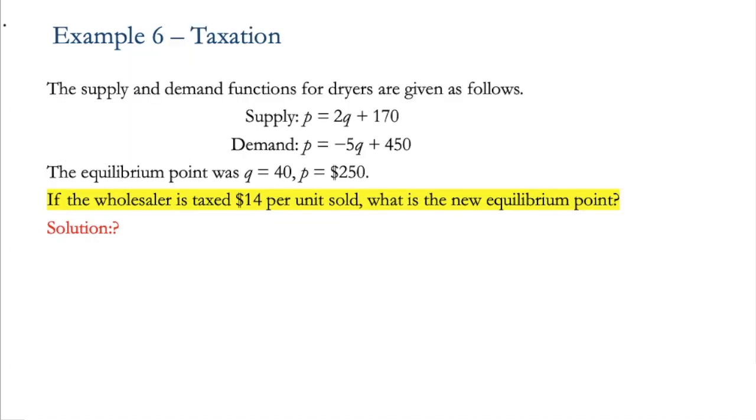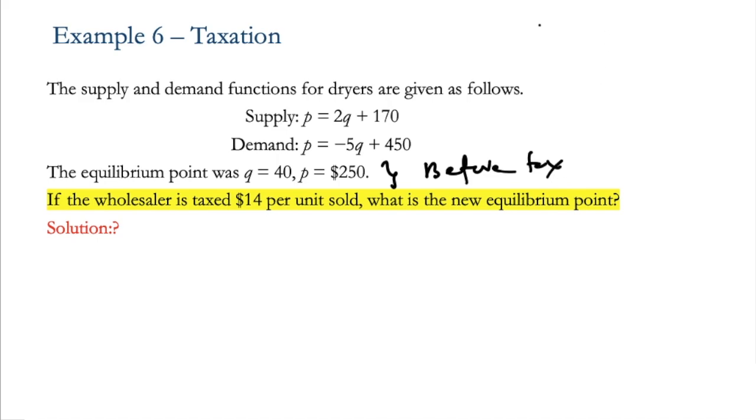So let's look here. The supply and demand functions for dryers are given as follows. Supply here is P equals 2Q plus 170, and demand here is P equals minus 5Q plus 450. If the wholesaler is taxed 14 per unit, what is the new equilibrium point? Okay, so we have the supply function and demand function. The results here are before tax.